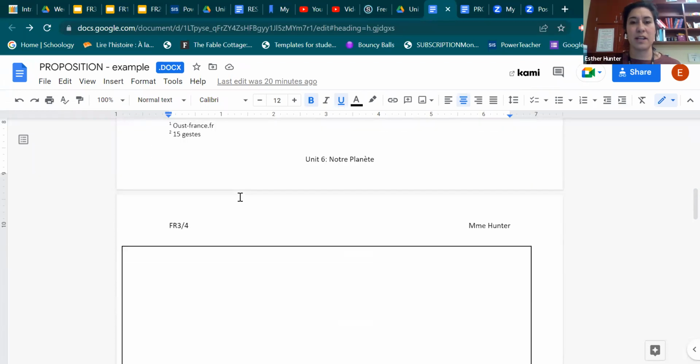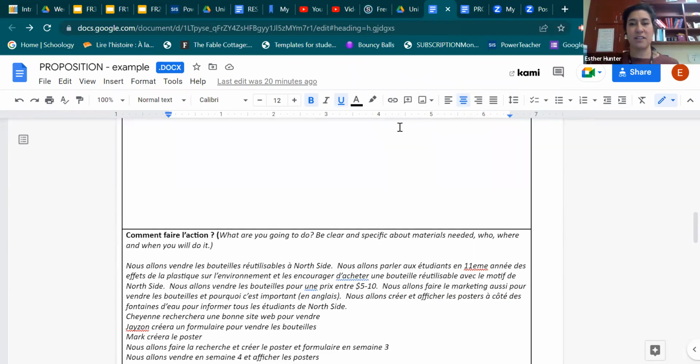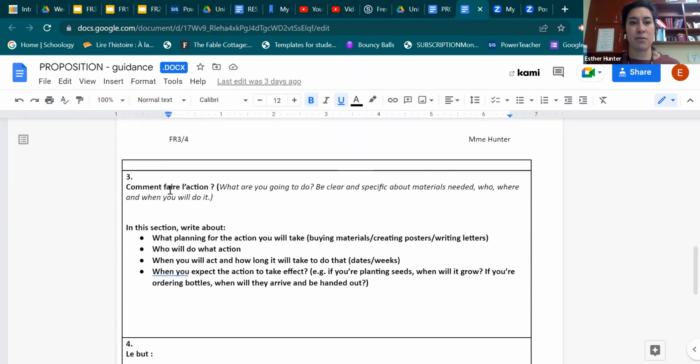So this is going to be a big part, and that's really the first chunk based on your research. Number 3, comment faire l'action, is very practical. So what are you going to do? Be clear and specific about the materials you need, who's going to help do it, who it's going to impact, where you are going to do it, and when. So it's real, practical planning.